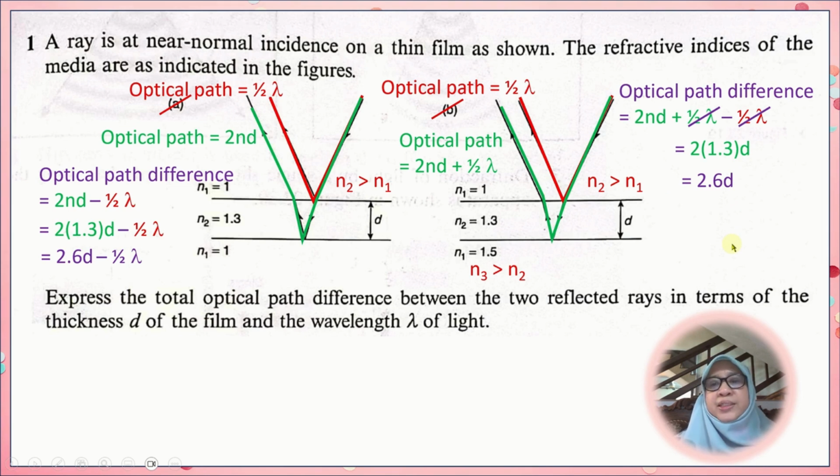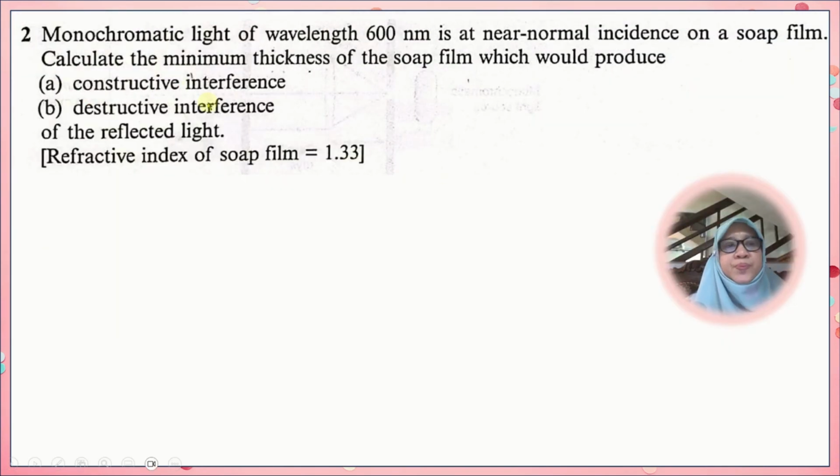Now we go to question 2. Monochromatic light of wavelength 600 nanometers is at near normal incidence on a soap film. Calculate the minimum thickness of the soap film which would produce constructive interference, then destructive interference, of the reflected light. The refractive index of the soap film is 1.33.